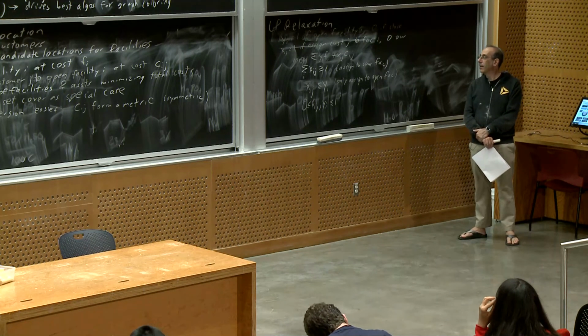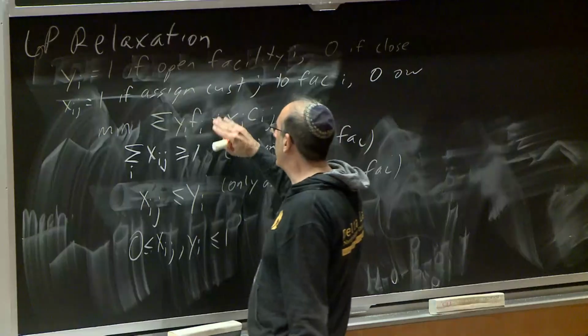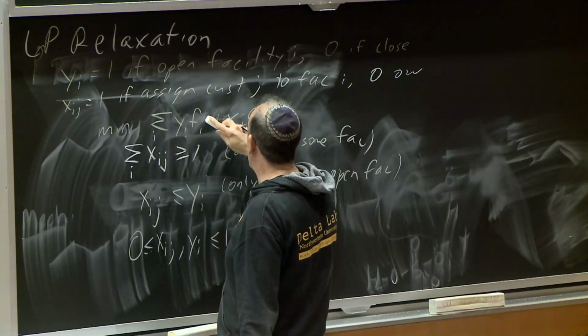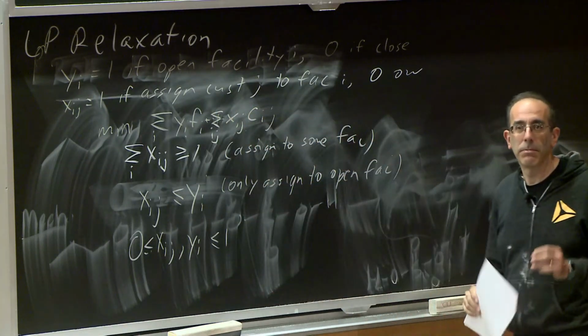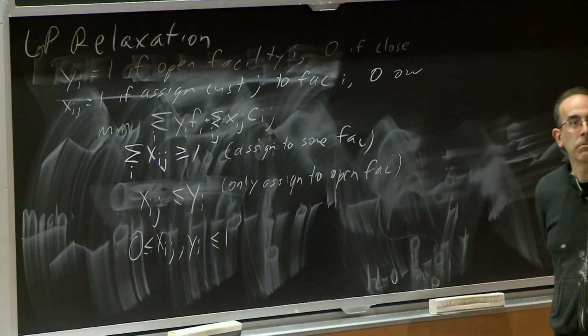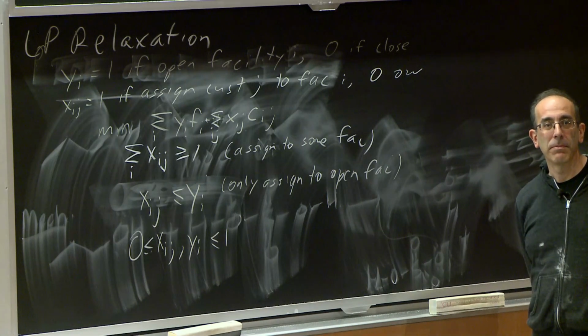Should we sum those two terms separately? Yes. Sorry, I was sloppy here, right? This should actually be a sum over i, and this is a sum over ij. OK. Anything else?